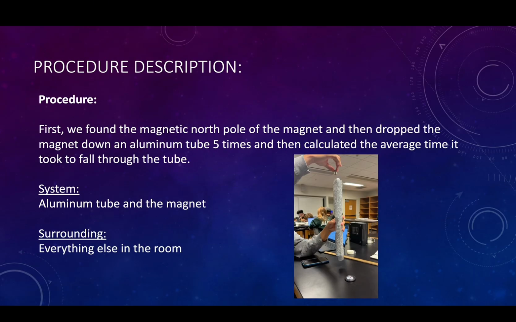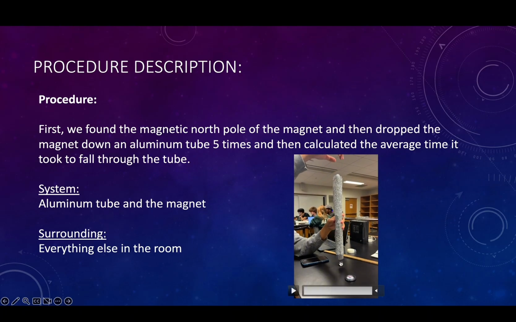For the procedure of this experiment, we first found the magnetic north pole of the magnet and then dropped the magnet down an aluminum tube 5 times, and then we calculated the average time it took to fall through the tube. We can see in this video that we are dropping the magnet and it takes a little bit of time before it falls to the bottom. The system in this experiment is the aluminum tube and the magnet, while the surroundings are everything else in the room.